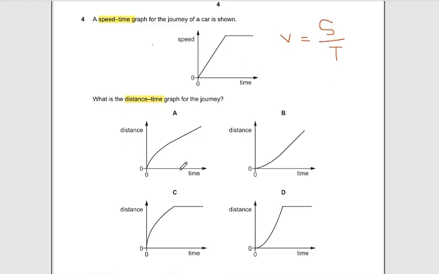we're going to be looking at the gradient of these graphs, because distance over time is going to give me speed. So all I have to do is look at their gradients, and then go back to this graph and see what's happening to the speed. Let's see. Initially I can see that speed is 0, which means the gradient of the graphs has to be 0, and all of them are 0.